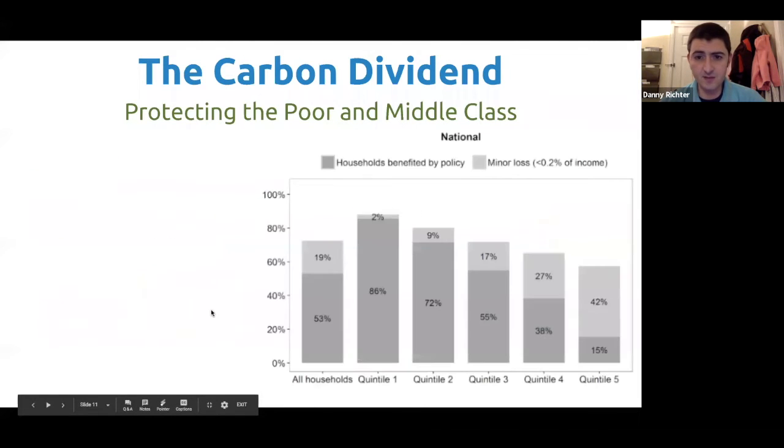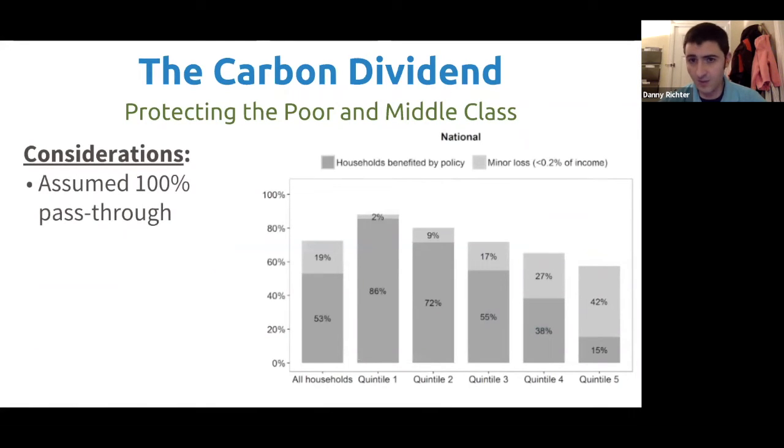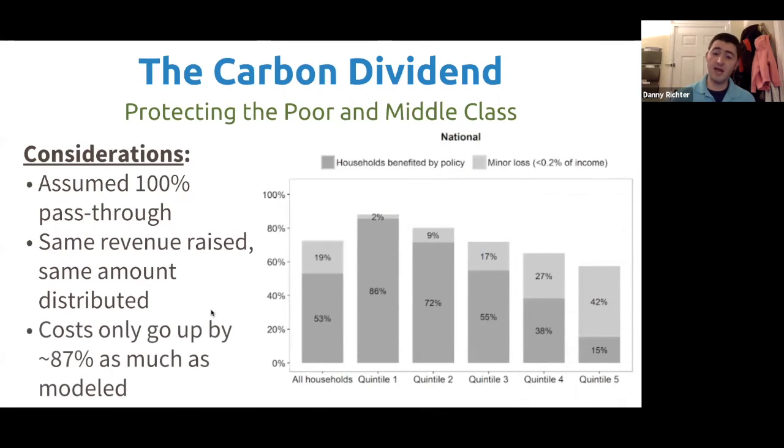And some of the impacts of this, as you know, this is a figure from the household impact study. Bottom quintile, 86% do end up ahead outright. But we also know that these are conservative. So when Kevin Ummel did the study, he assumed 100% pass-through of costs. But you're still raising the same amount of revenue, which means you're still getting the same amount distributed. So if you assume a more realistic pass-through, say 87%, everybody is still getting the same dividend, but costs only go up by, say, 87% as much, which means that more people will end up ahead. So that's why the household impact study has always been a very conservative study. That 86% in the bottom quintile, 72% in the second quintile, those are rock bottom numbers.